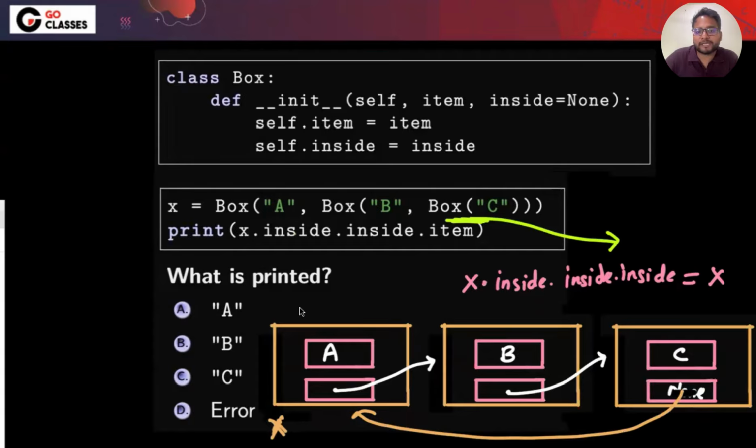Now someone asked me, what is X dot inside? This, right? X is still the same. I'm not changing X. X dot inside is this, which means this box. Dot inside means this box. Dot item is C, right? Still the answer is C. I'm not changing X, so it will not get changed. I'm just changing this reference. Is this fine to everyone? I hope that is fine. Let me know if that is understood.